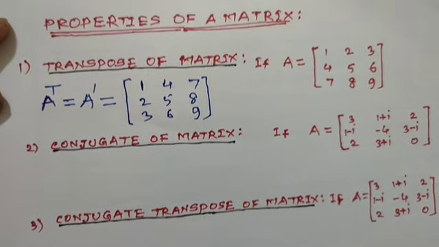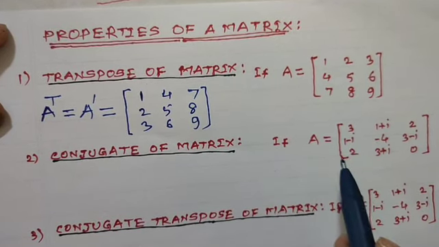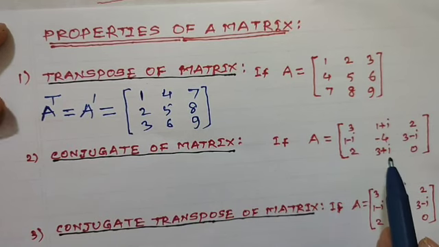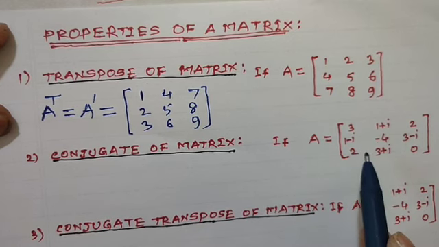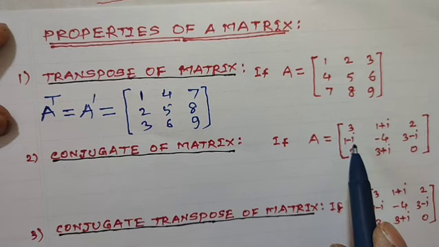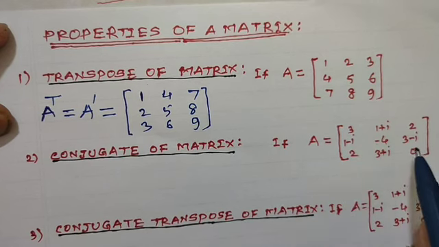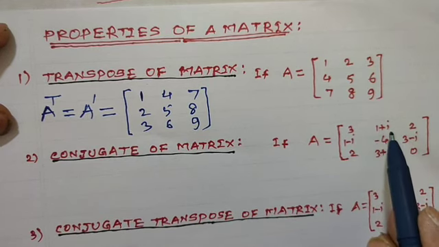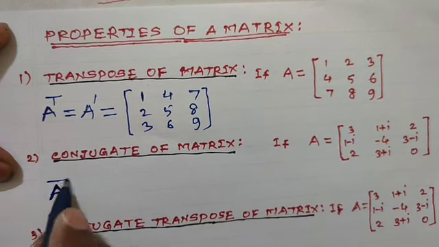Then the conjugate of a given matrix. If A is this matrix in which some of the elements are complex numbers, then conjugate means changing the sign of i in the given matrix. Here, suppose 1 minus i, in conjugate form it becomes 1 plus i. Here 3 minus i becomes 3 plus i. Here 3 plus i becomes 3 minus i. Here 1 plus i becomes 1 minus i. That is the conjugate, which we can represent by A bar.